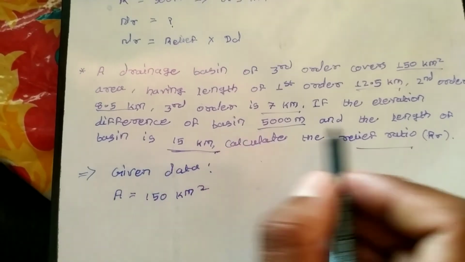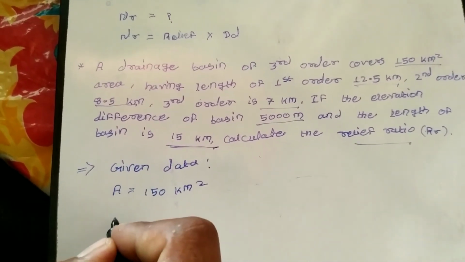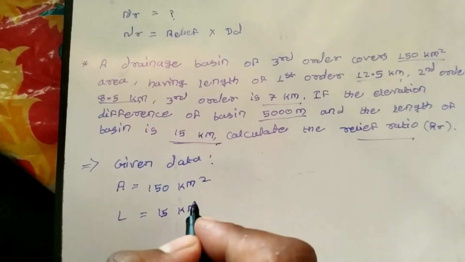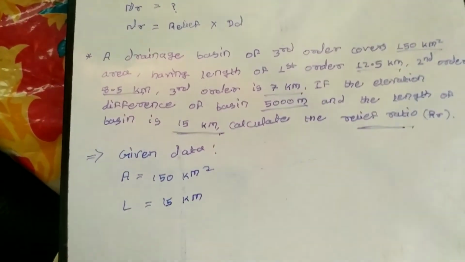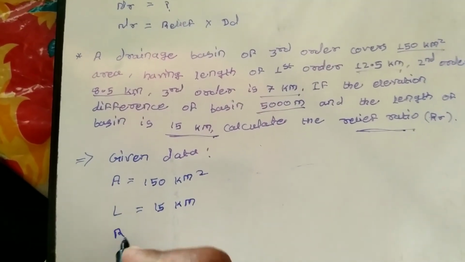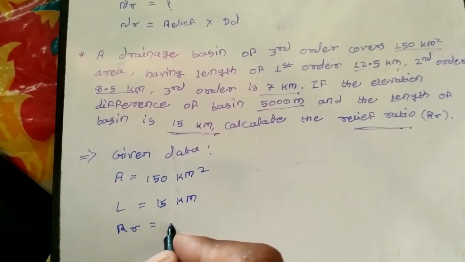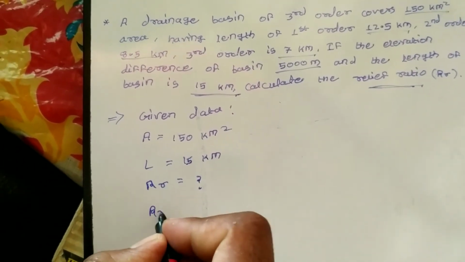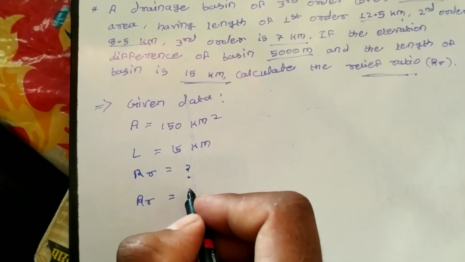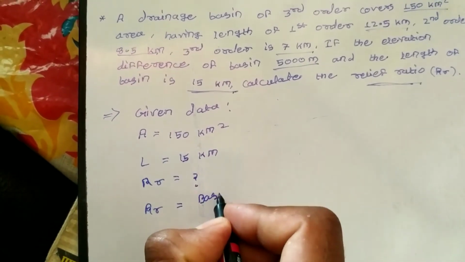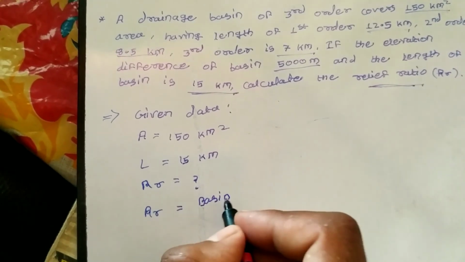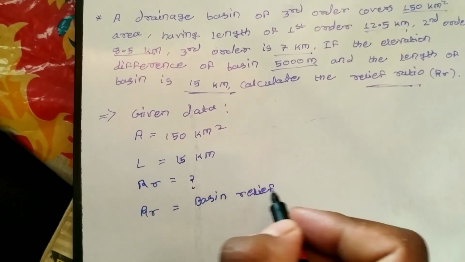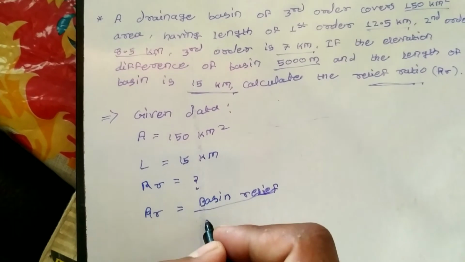Then again, basin length is given: length equals 15 kilometer. And what do we need to calculate? Relief ratio, that is RR equals what? We know the formula for relief ratio. The formula for relief ratio is basin relief divided by basin length.